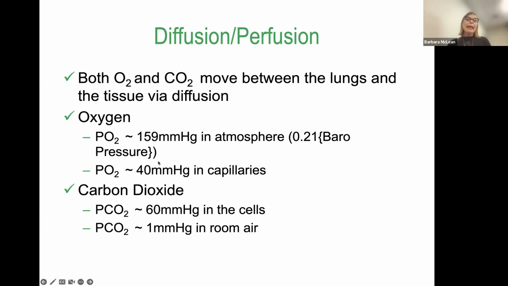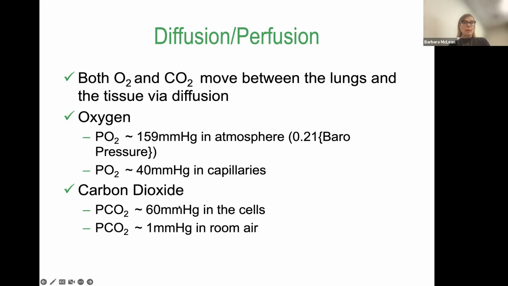Okay. In the capillaries in the pulmonary vault, the oxygen content is around 40. So you can see that as long as oxygen gets to the alveoli and as long as there is blood flow past the alveoli, oxygen will move down a pressure gradient. It will be downloaded from the alveoli into the blood via that pressure gradient.